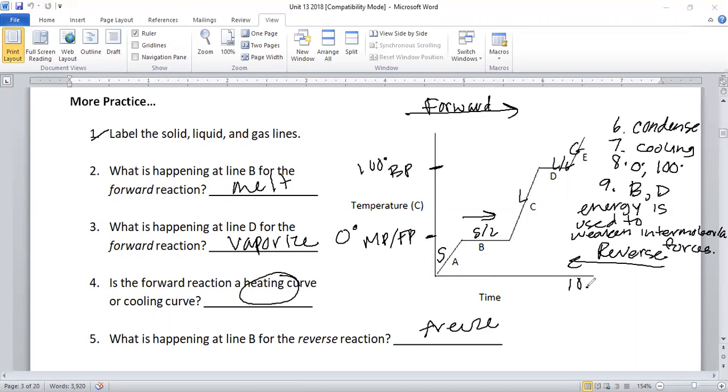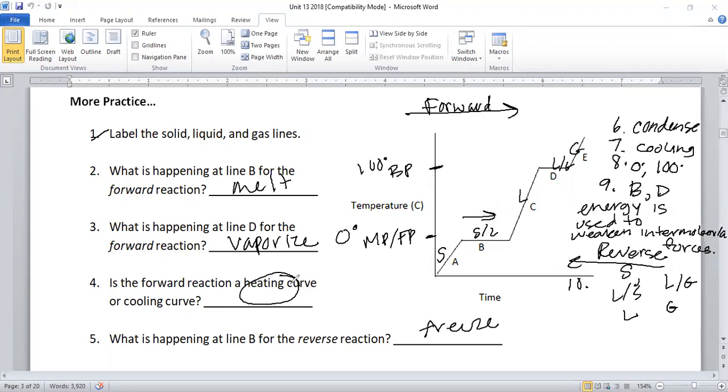Which phases are represented at each line? Line A, solid. Line B, liquid and solid. Line C, liquid. Line D, liquid and gas. And line E, just gas.